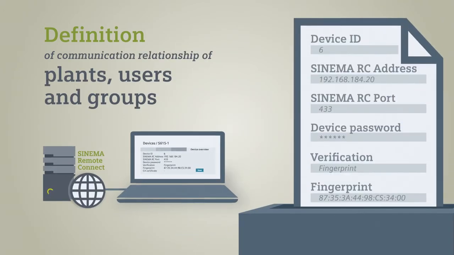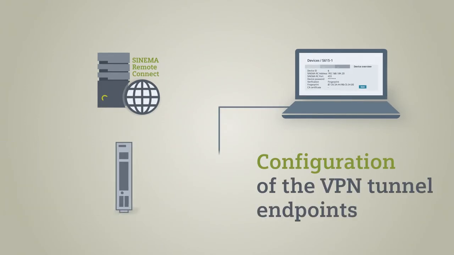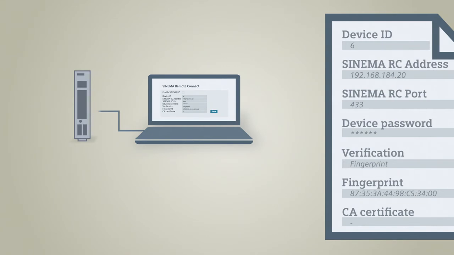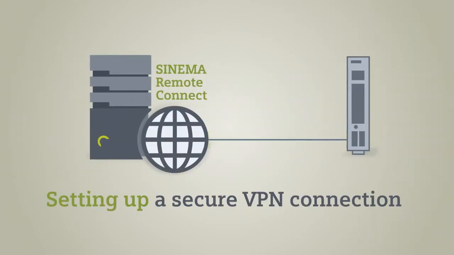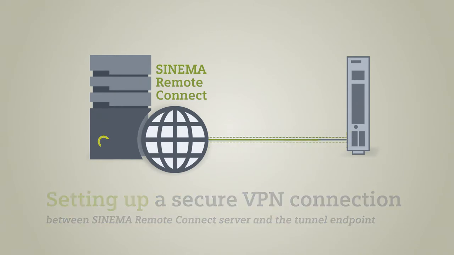For the individual plants, only their respective VPN tunnel endpoints are configured in the Sinema Remote Connect server. In our example, this tunnel endpoint is a Scalence S615 security module, to which the configuration data is now transferred. This is performed conveniently via auto-configuration with only a few parameters. After entering the parameters, Scalence S615 establishes an HTTPS connection with the Sinema Remote Connect server. The configuration data is automatically downloaded via this connection. Subsequently, the VPN tunnel is established.